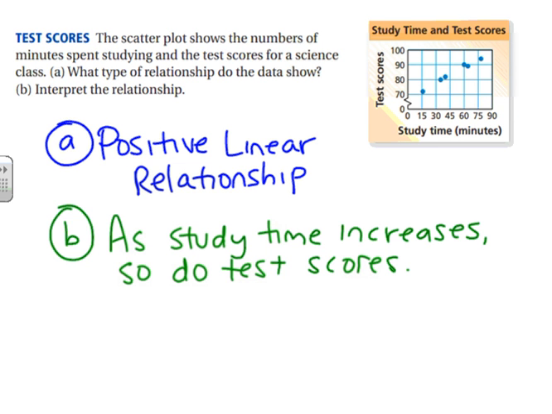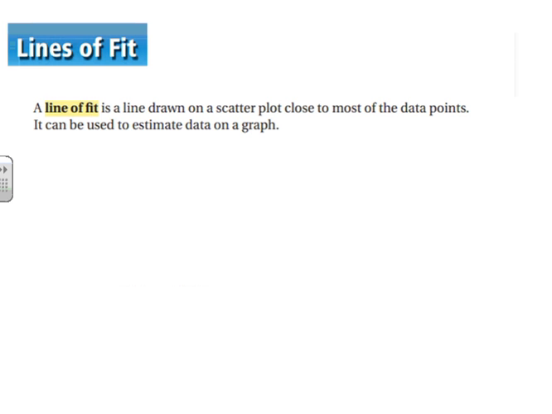All right, now that we kind of have the basics of a scatter plot, we're going to connect that with writing equations. So with a scatter plot, it's not going to form a perfect line typically. So what we'll use is something called a line of fit or a line of best fit. And that's where you're going to draw in a line that's as close to most of the data points as you can get it. And then that can be used to make an estimate, especially if you're estimating for numbers that are off of the graph.